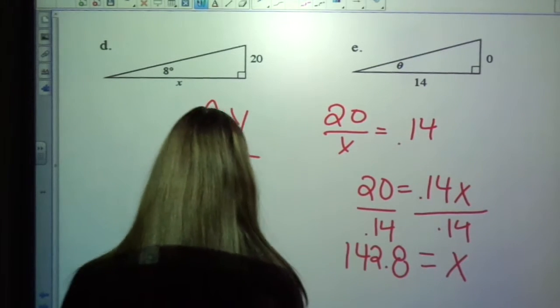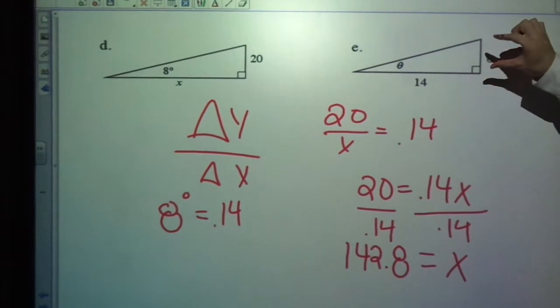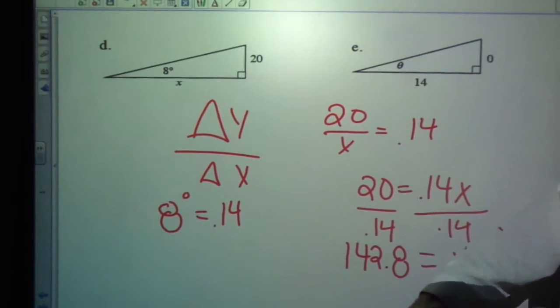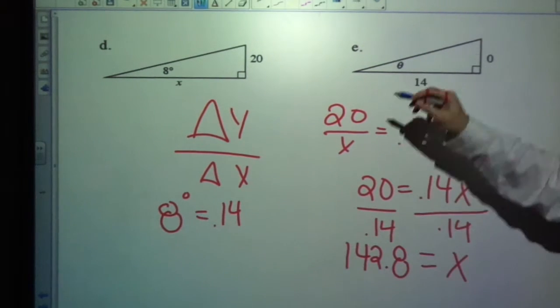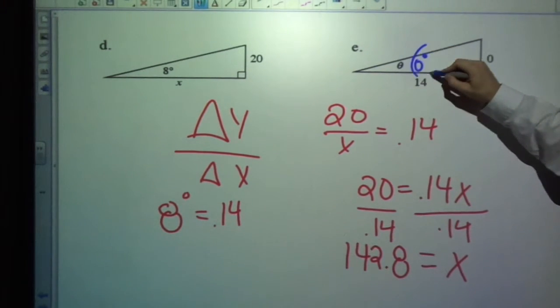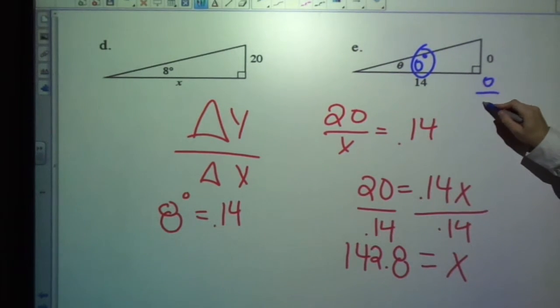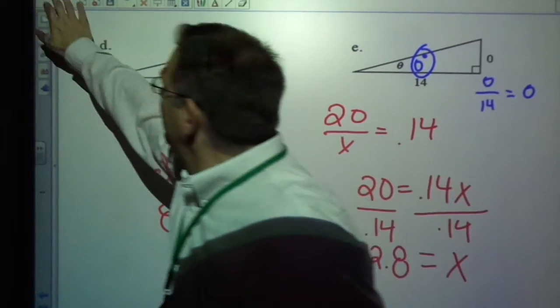Okay. Excellent. Good job. Now this one's a little bit weird because we've got 0. We can't have a triangle that goes up 0. It's like this angle that just doesn't go up at all. So if it doesn't go up at all, this angle in here is 0 degrees. So 0 degrees has a ratio of 0 divided by 14, which is 0. Next one.